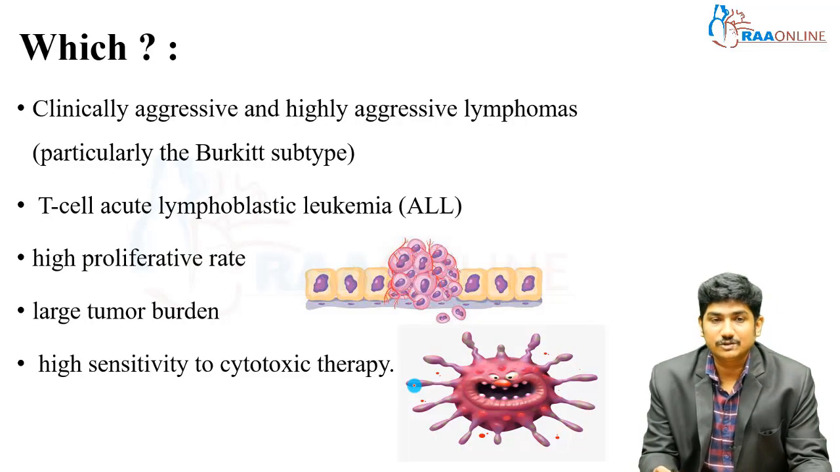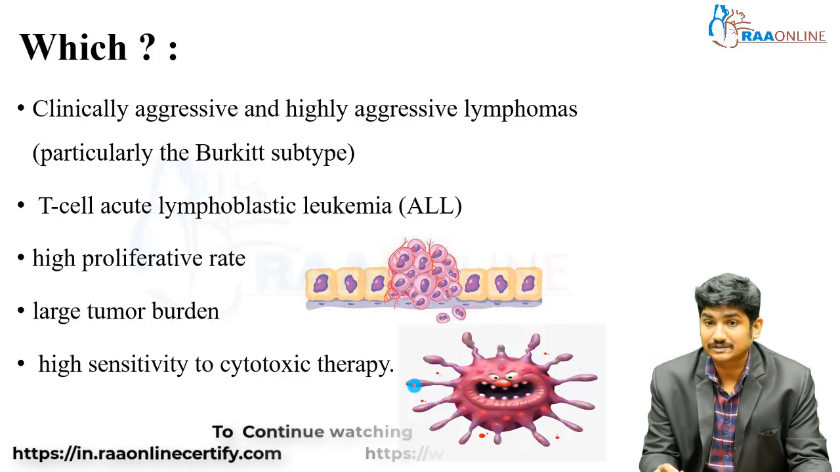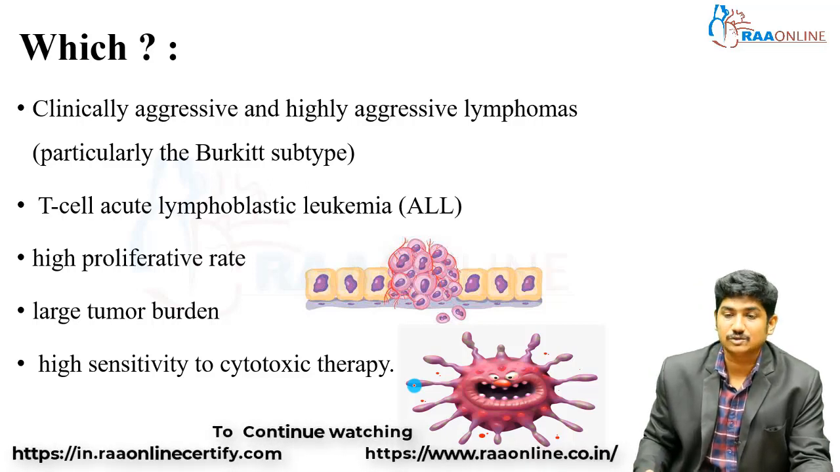So now coming to which tumors exactly. Clinically aggressive and highly aggressive lymphomas, that is the Burkitt's subtype, or the T-cell acute lymphoblastic leukemias, the ALL, or any tumors which have a high proliferative rate or large tumor burden, or are very sensitive to cytotoxic therapy when you initiate chemotherapy, all these tumors are more prone to develop TLS, that is tumor lysis syndrome.